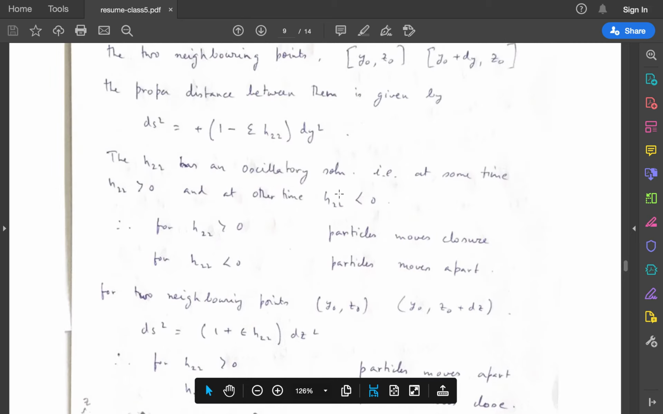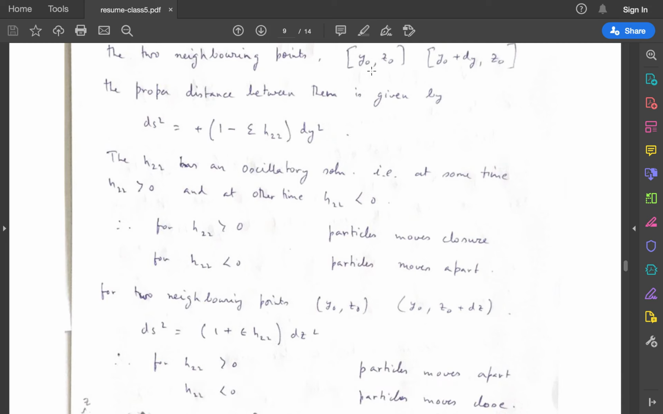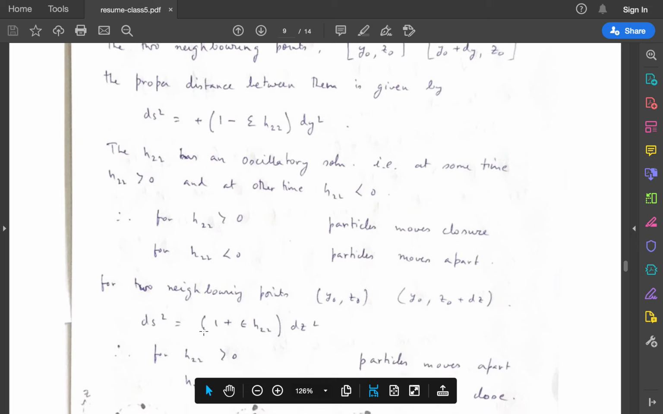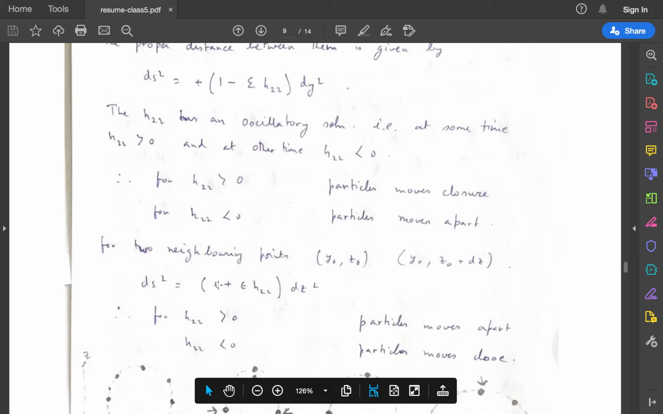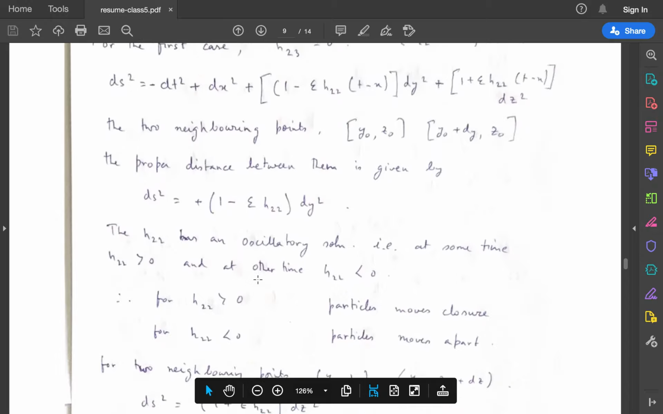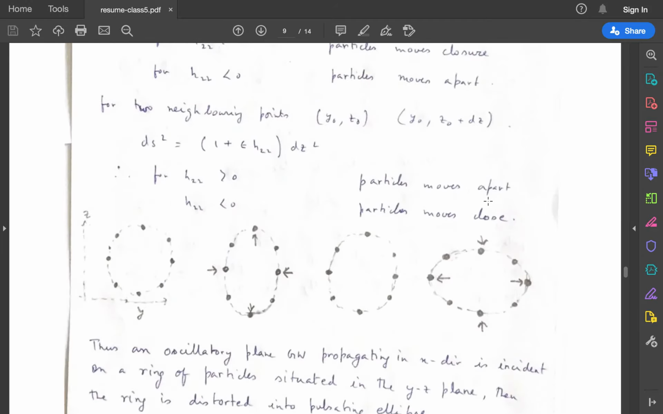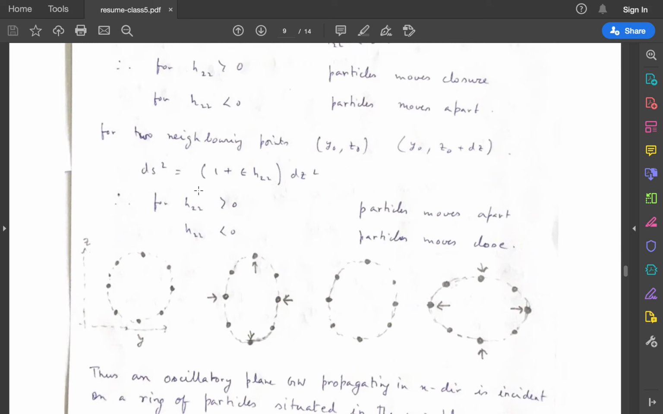Now instead of the neighboring points being in the y coordinate, let us have the neighboring points in the z coordinate. Everything will remain the same, only this will change, because h_zz has the opposite sign. So the proper distance between neighboring points is like this. This is the opposite of before. If h22 is greater than 0, particles move apart, and if h22 is less than 0, particles move close.